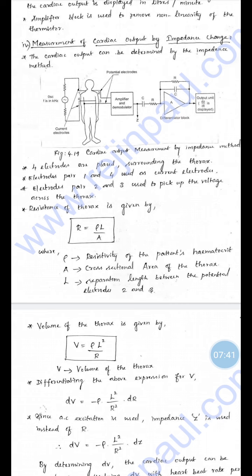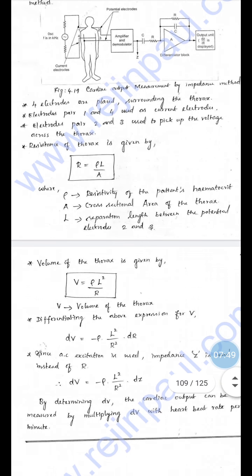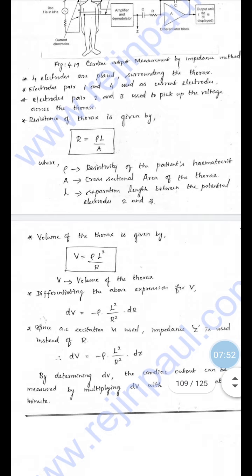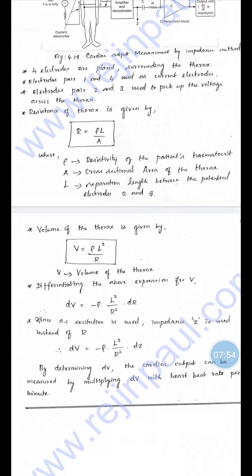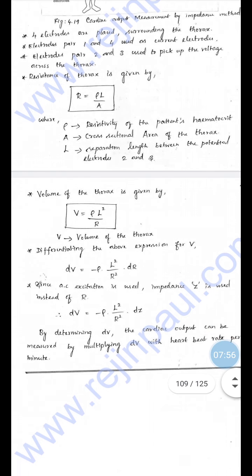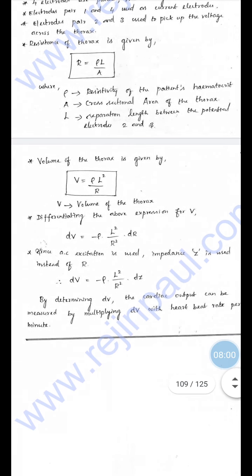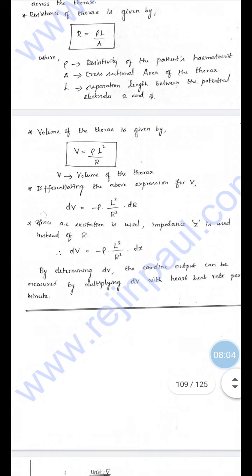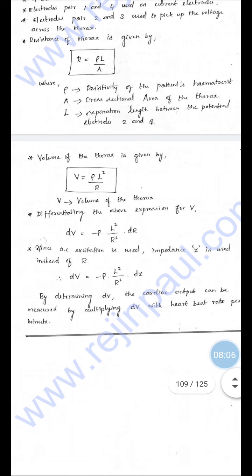R is equal to rho L by A, as we know. So for the changing resistance, this R value will be calculated, where rho is the resistivity of the patient, A is the cross-sectional area of the thorax, and L is the separation length between the potential electrodes 2 and 3. The volume of the thorax is given by V is equal to rho L square by R, where V is the volume of the thorax.